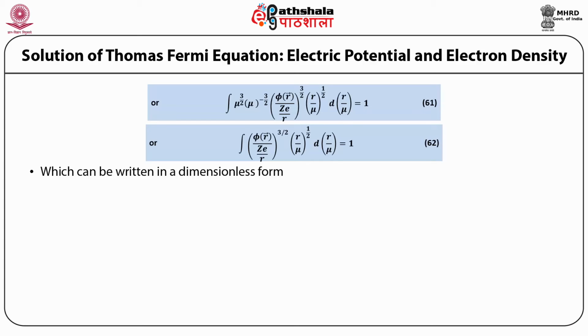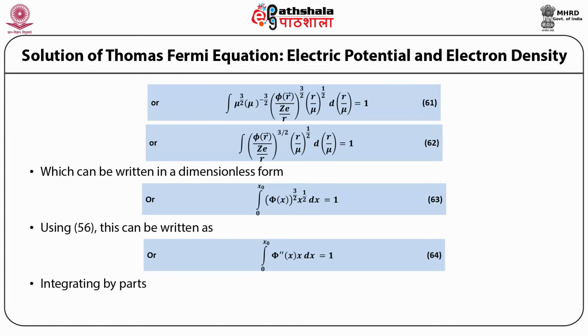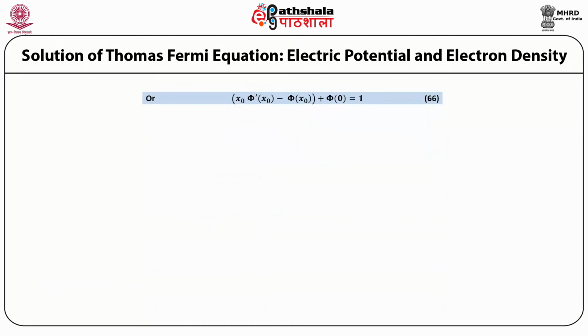integral from 0 to x naught phi x raised to power 3 by 2 x raised to power half dx is equal to 1. Using 56, this can be written as integral from 0 to x naught x times the second derivative of phi with respect to x, dx is equal to 1. Integrating by parts, x phi dash x minus phi x from 0 to x naught is equal to 1. Or x naught phi dash x naught minus phi x naught plus phi 0 is equal to 1. Or x naught phi dash x naught minus 0 plus 1 is equal to 1.